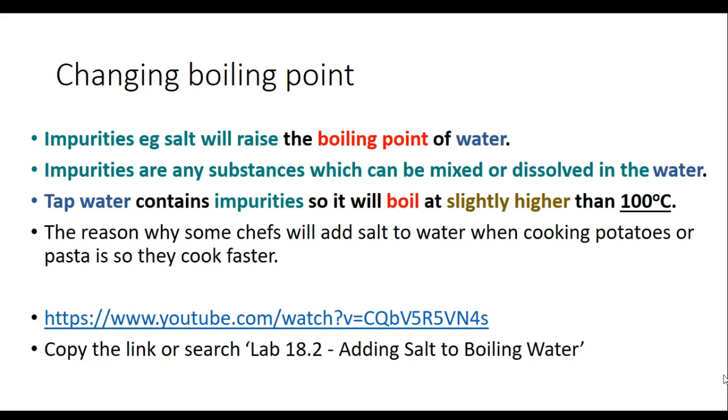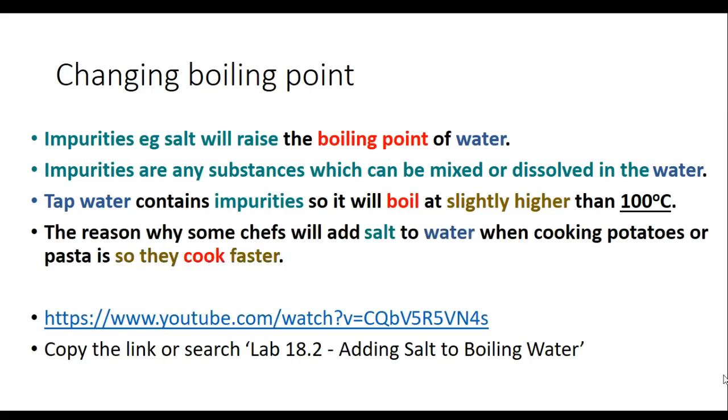Tap water does contain impurities, so it is not pure water, and therefore it will boil at a slightly higher boiling point than pure water. Pure water's boiling point is 100 degrees Celsius. This is then the reason why some chefs add salt to water when cooking, so that the food cooks faster. The video below shows an experiment to do with adding salt to water to show the change in boiling point. So make sure that you either copy the link or search the title into YouTube.